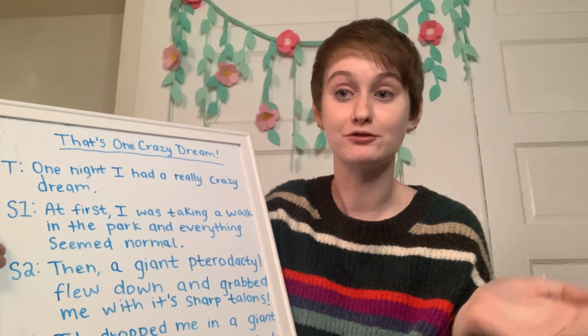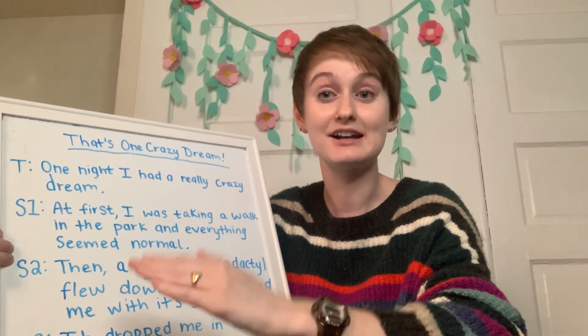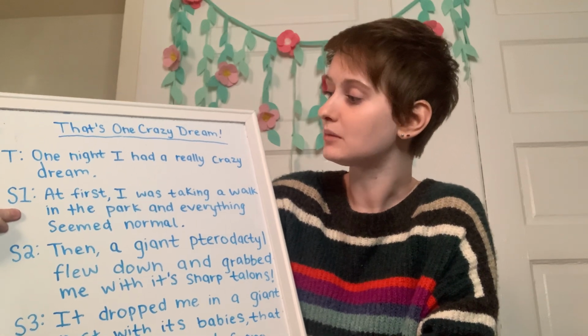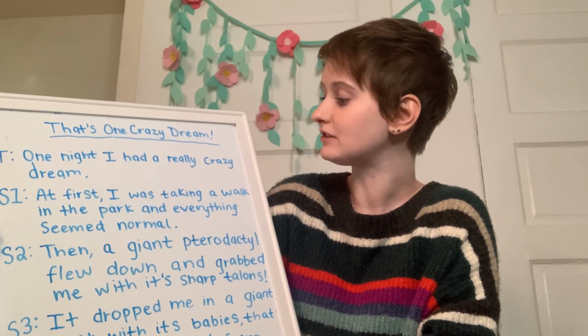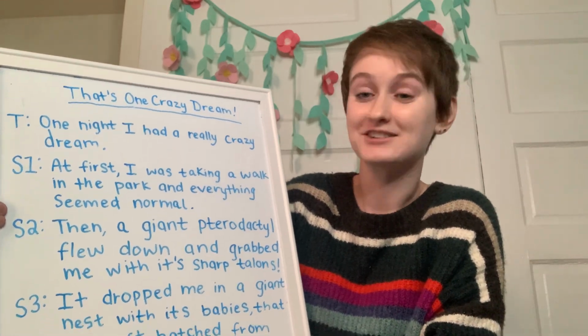You don't want to skip back and forth. So start at the beginning, then go to what happens next, and then what happens after that, and then your conclusion. So I wrote for my supporting sentence number 1, I wrote, "At first, I was taking a walk in the park and everything seemed normal." And so then what happened?